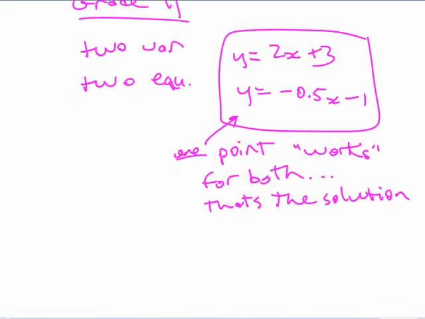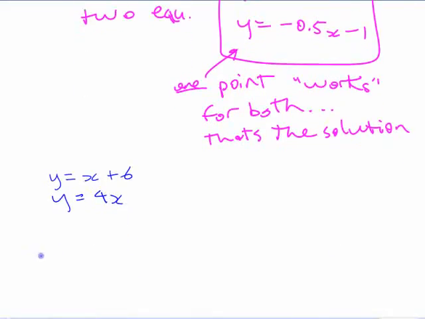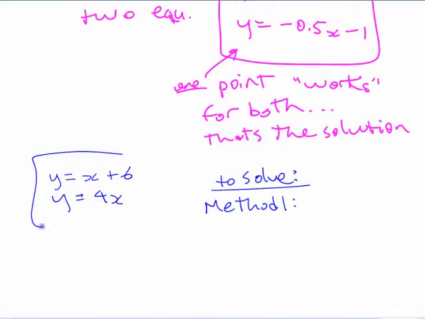For the ones I gave you last time, how were we looking for solutions right off the bat? What was the first way we did? I think I gave you something like y equals x plus 6 and y equals 4x, and we said we're going to find the solution for that. What was our first method that we learned to solve that? To solve that, what did we do first to try and solve this system here? Make a table for each one.